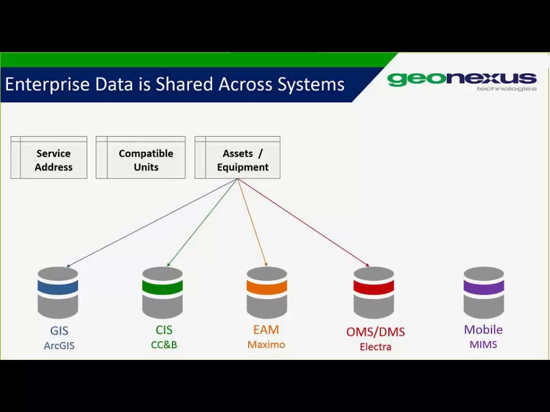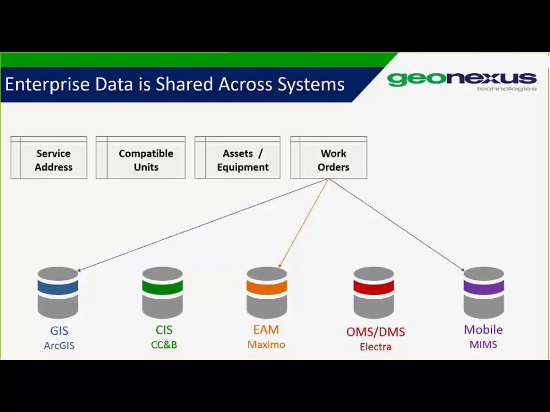Someone needs to know information about transformers, and transformers also need to be in our GIS system to support network analysis and load balancing and things like that. So you can start to see that our asset registry in Maximo needs to be shared with some other systems within our enterprise.